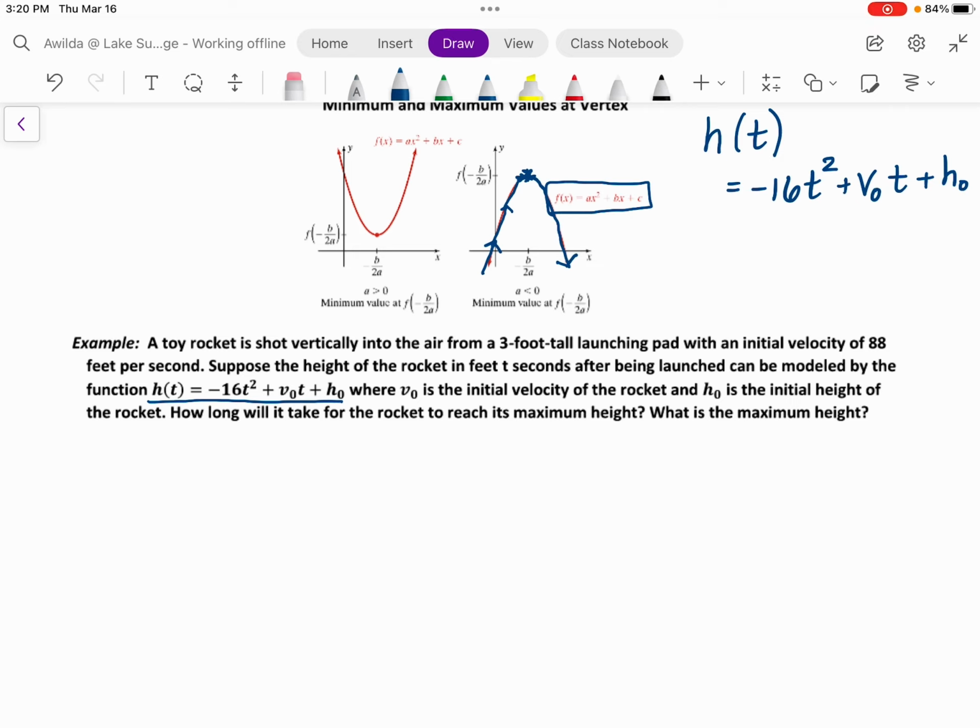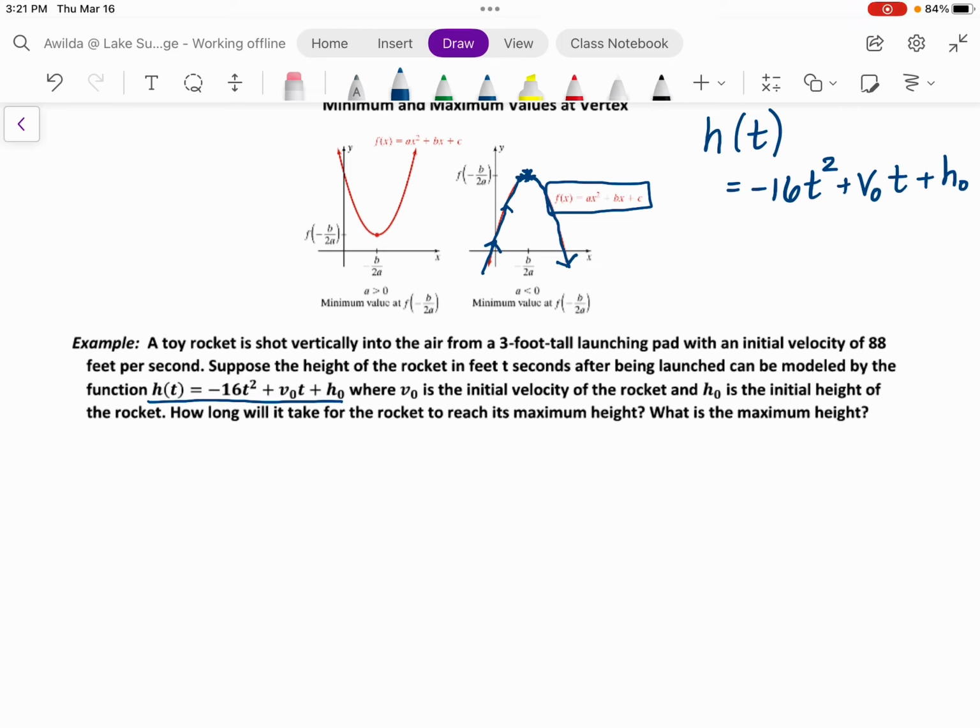Suppose the height of the rocket in feet, t seconds after being launched, can be modeled by the function h of t equals negative 16 t squared plus v sub naught t plus h sub naught, where v sub naught is the initial velocity of the rocket and h sub naught is the initial height of the rocket. The question is, how long will it take for the rocket to reach its maximum height? That question is asking for the value of t. Secondly, what is the maximum height?